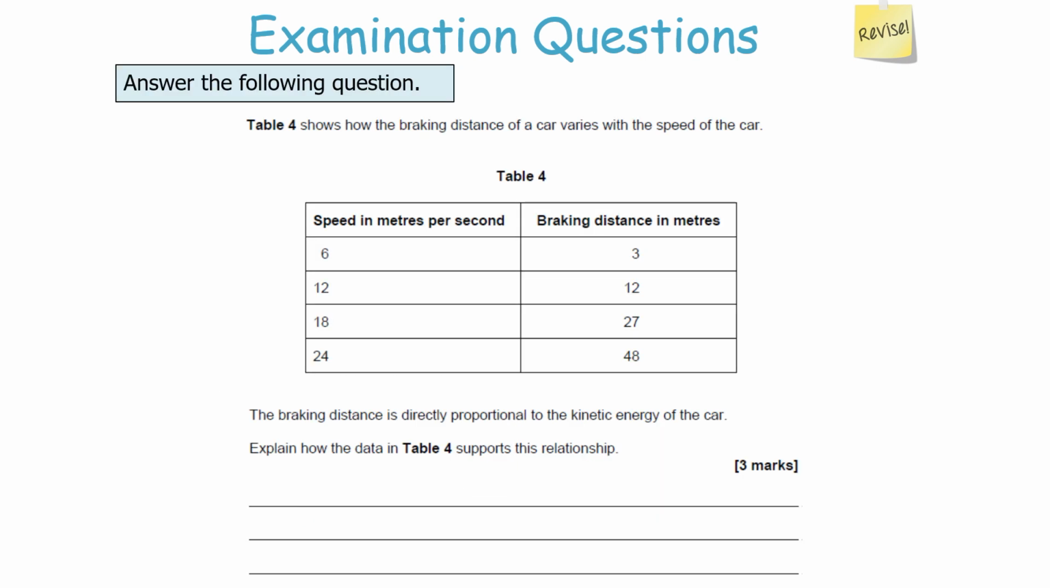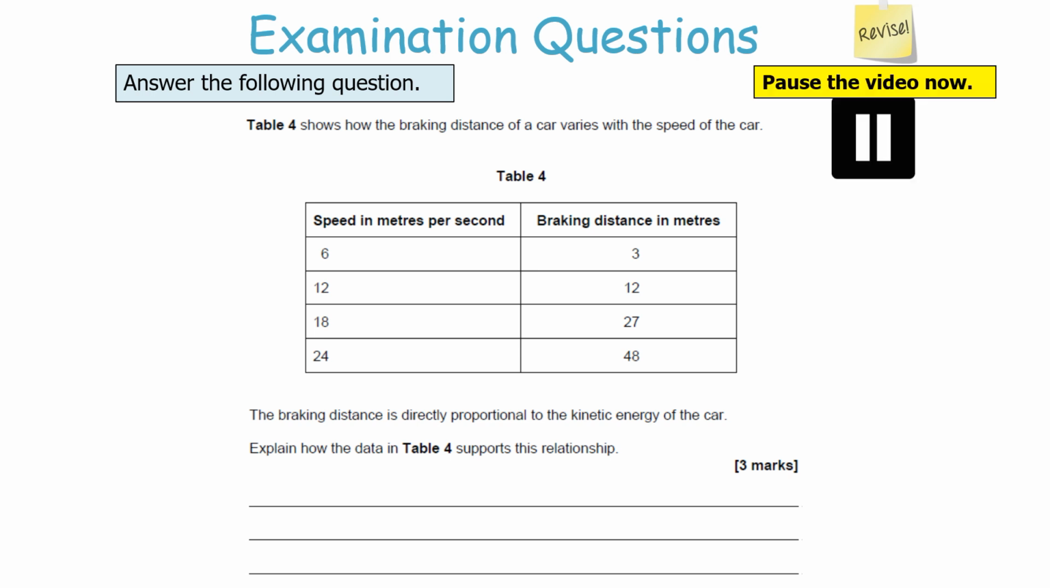The next question says, the braking distance is directly proportional to the kinetic energy of the car. Explain how the data in Table 4 supports this relationship. So pause the video now, then unpause the video when you want to go through your answer.